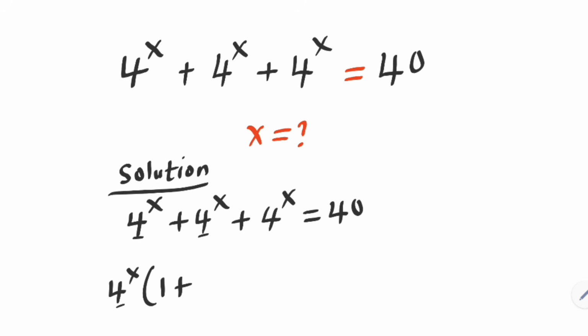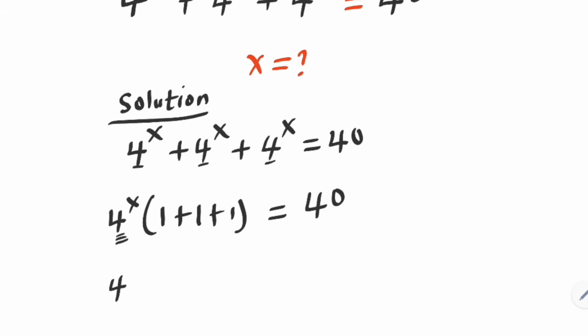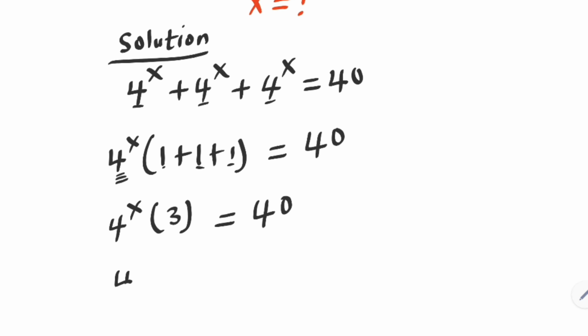Plus, if you divide this 4 raised to power x by this 4 raised to power x, we have 1. Plus 1 again. This is equal to 40. So 4 raised to power x bracket 1 plus 1 plus 1, that is 3, is equal to 40. 4 raised to power x multiplied by 3 is equal to 40.